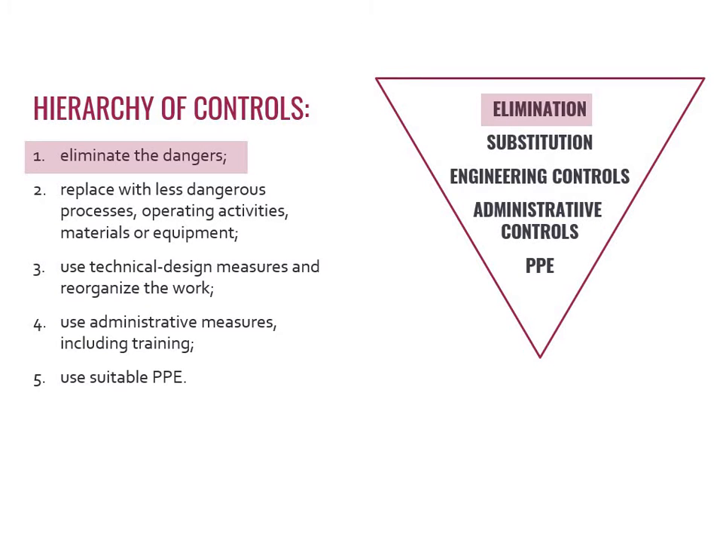The first thing we should try is step 1, elimination. Hazard elimination could be done by changing completely how your factory makes cheese. Since this is not very likely, we have to move forward in the hierarchy.